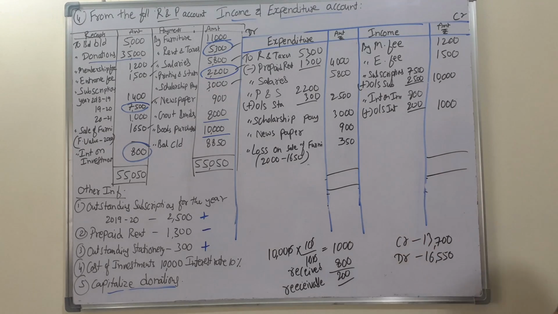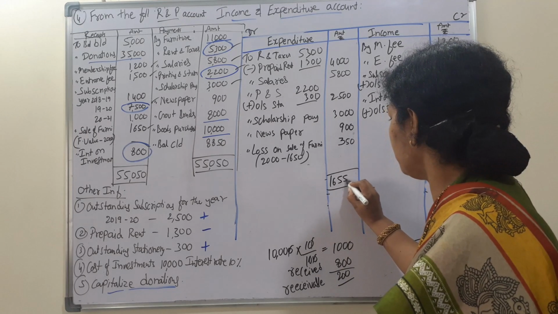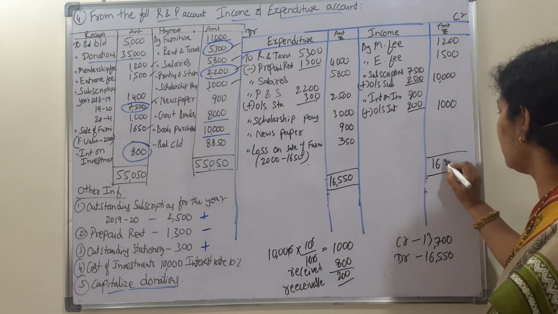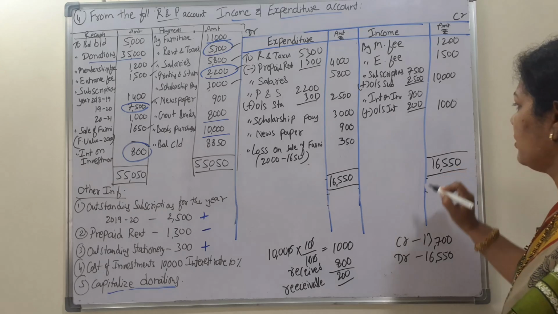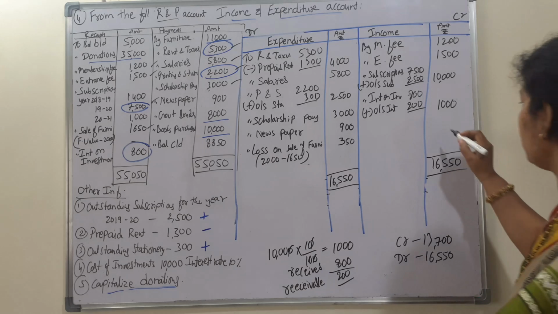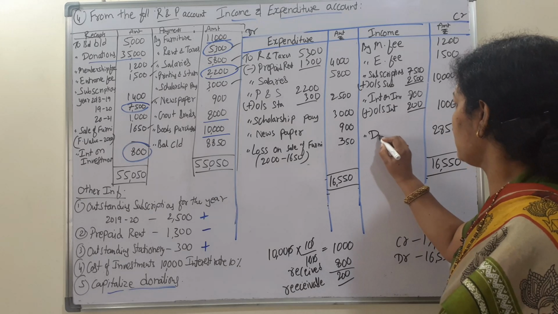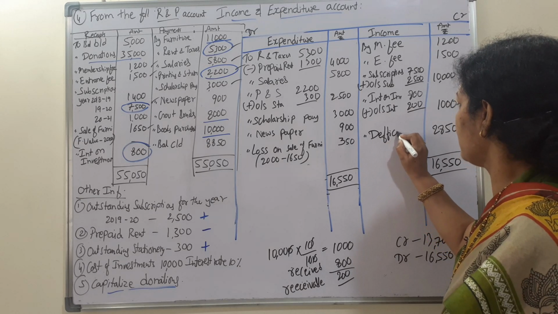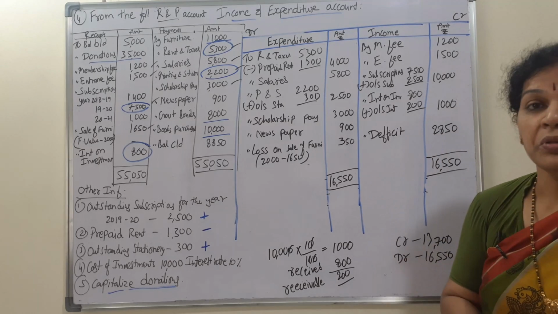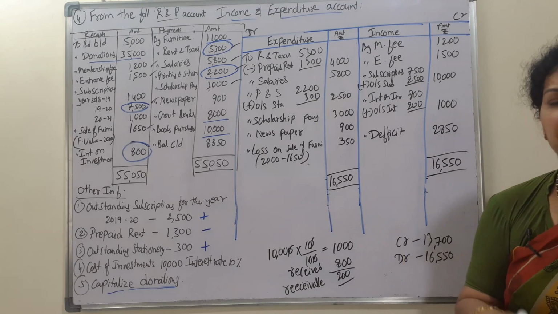It means debit side is more. So we'll write that amount on both the sides, 16,550. So the difference, if you see 16,550 minus 13,700, it is 2,850. This is the deficit. What do we do? Deficit will be transferred to the capital, which will be in the balance sheet.